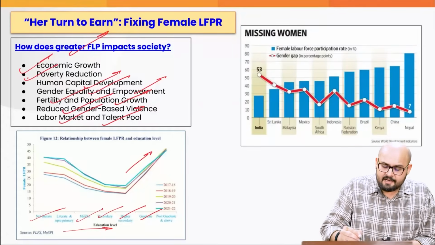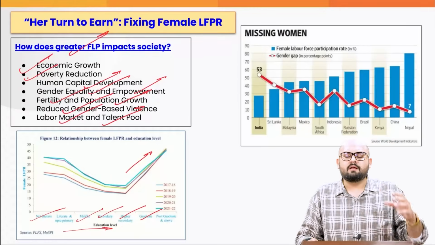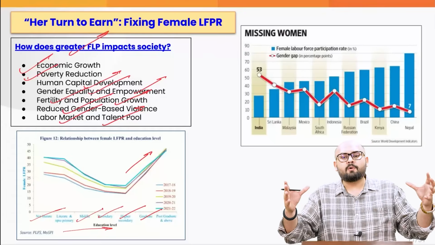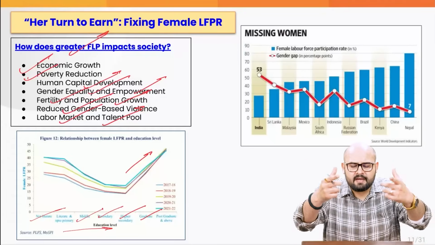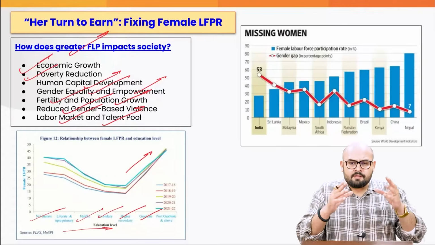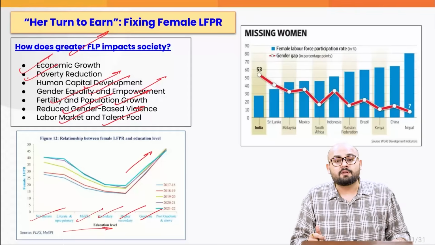Labor market and talent pool. What we are trying to say is, if we have women coming into the labor market, the talent pool is going to increase. And this would spur a competitive spirit in the market. And once there is a competitive spirit, definitely it would also lead to innovation. So that is what you have to understand, right?